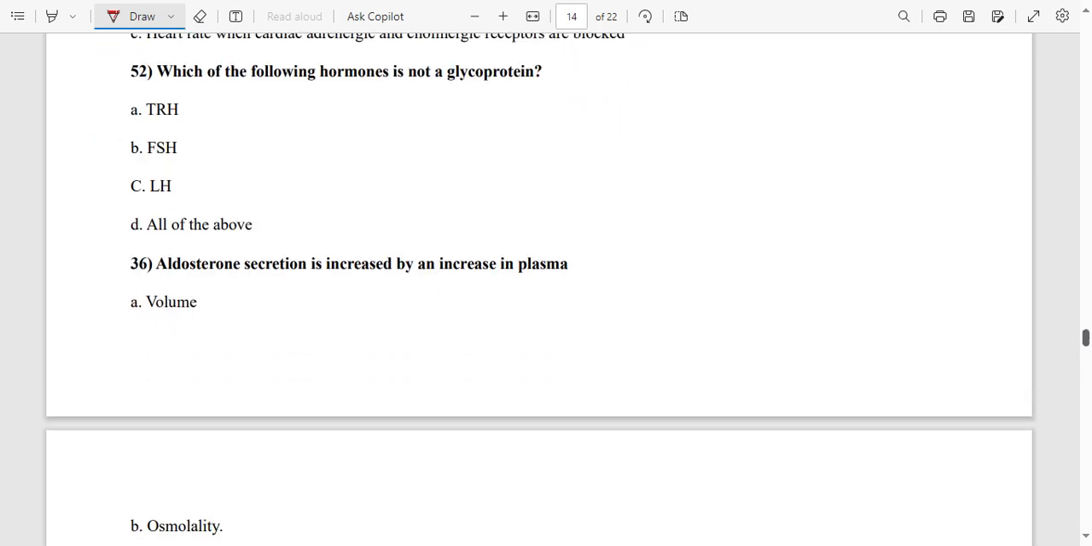Which of the following hormones is not a glycoprotein? Thyroid releasing hormone, follicle stimulating hormone, luteinizing hormone, all of the above. Which one can you pick? Which one is not a glycoprotein?